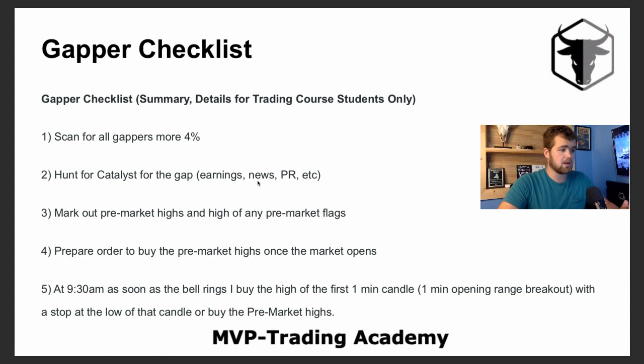So I mark out the pre-market highs when I find a stock that I see value in. I mark out the pre-market highs and the high of any pre-market flags. If the stock's all the way up on top, I mark that, and then the flags going down. Now those flags are going to indicate resistance and support levels.